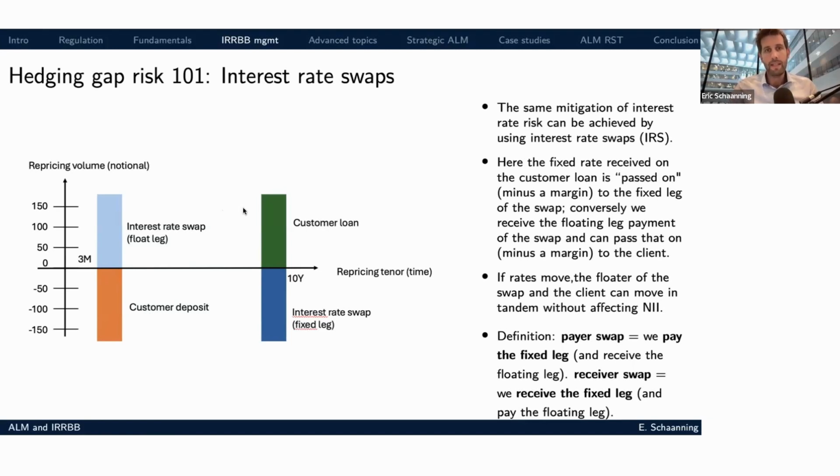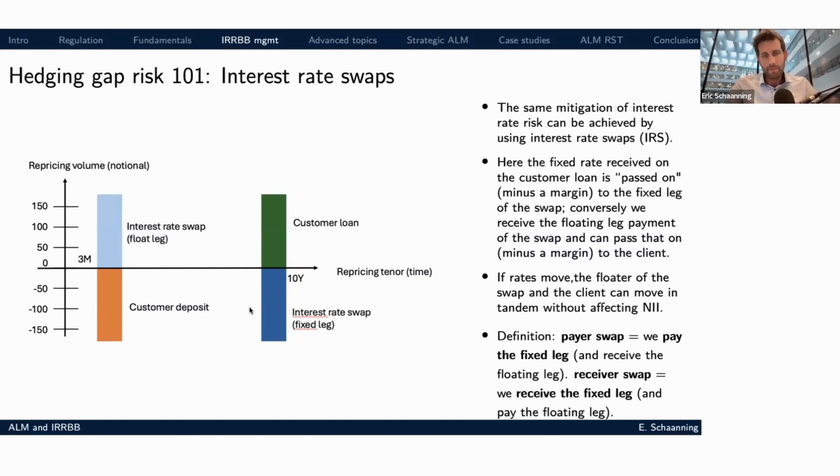Paying and receiving is always a function of whether you pay or receive the fixed rate. So a receiver swap, for instance, will mean you receive the fixed leg and consequently you pay the floating one. And the payer swap means you pay the fixed leg and then you receive the floating leg, because you always swap a fixed versus a floating interest rate.